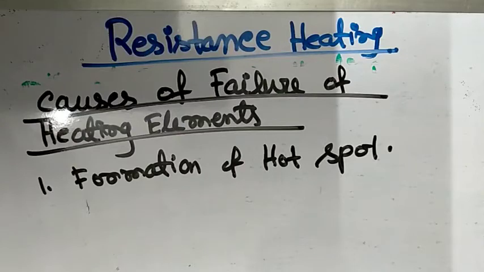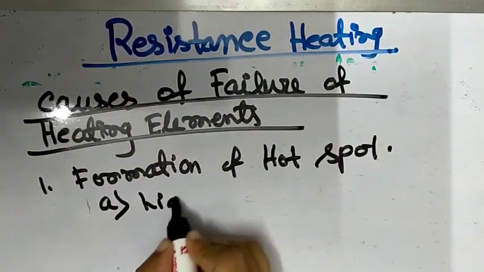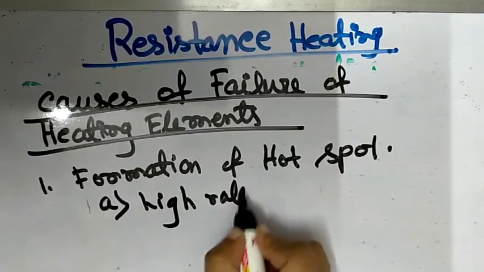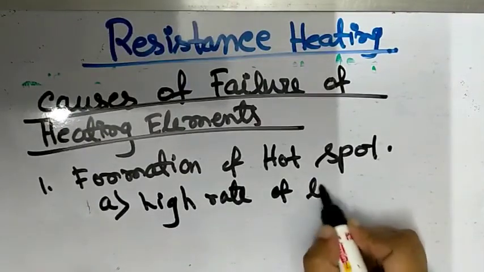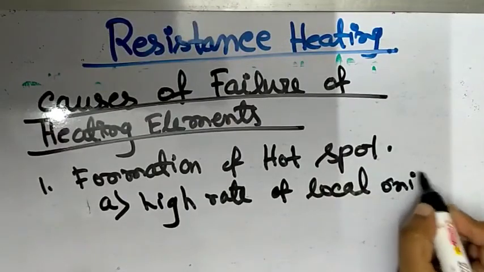Hot spots may be created due to various causes, such as high rate of local oxidation, which may reduce the cross-sectional area of the element, thereby increasing the resistance at that point. This will produce more heat locally and give rise to breakdown of the element. So first is high rate of local oxidation.